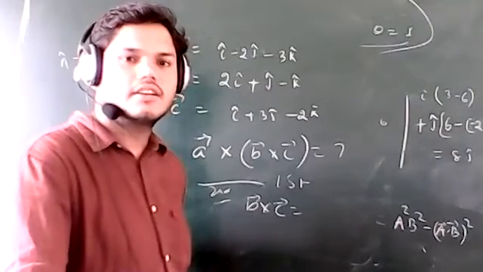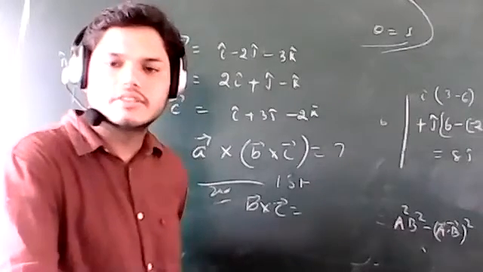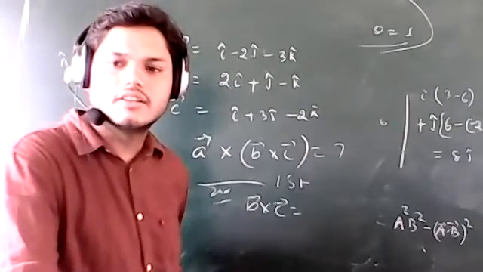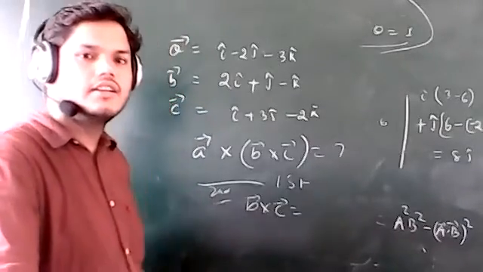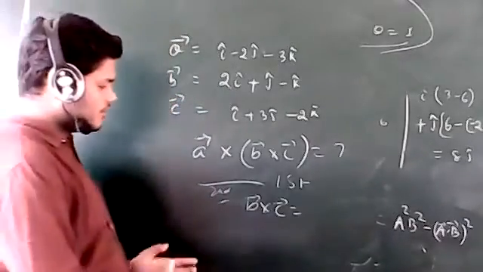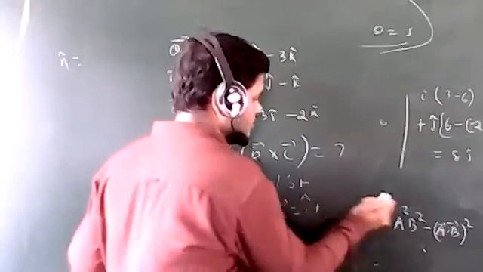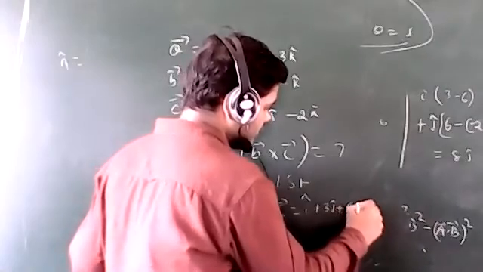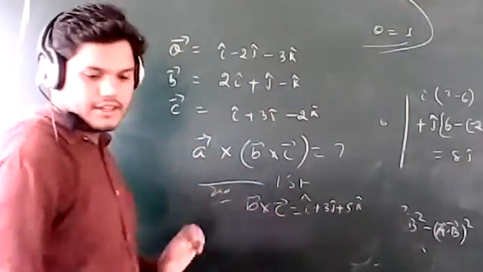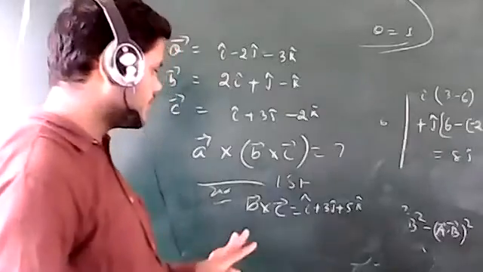Yes, Shivans Pandey, tell me. Sir, the value is i cap plus 3j cap plus 5k cap. Okay, you are telling that b cross c is i cap plus 3j cap plus 5k cap. It is correct.